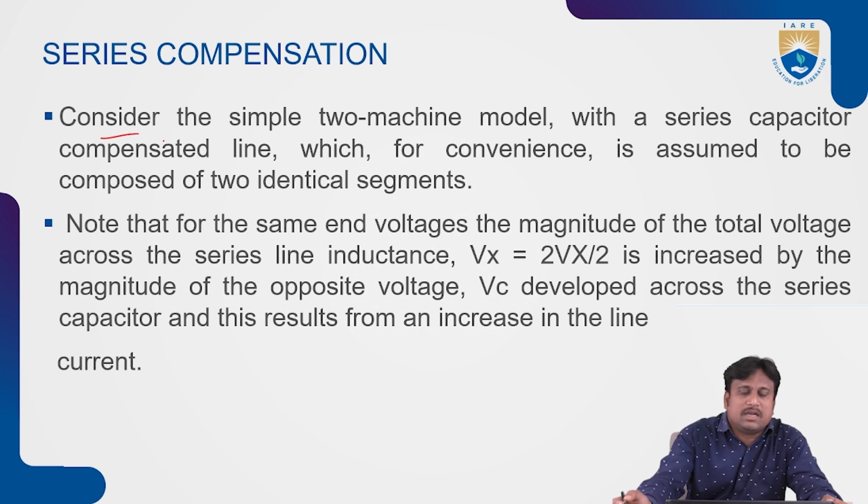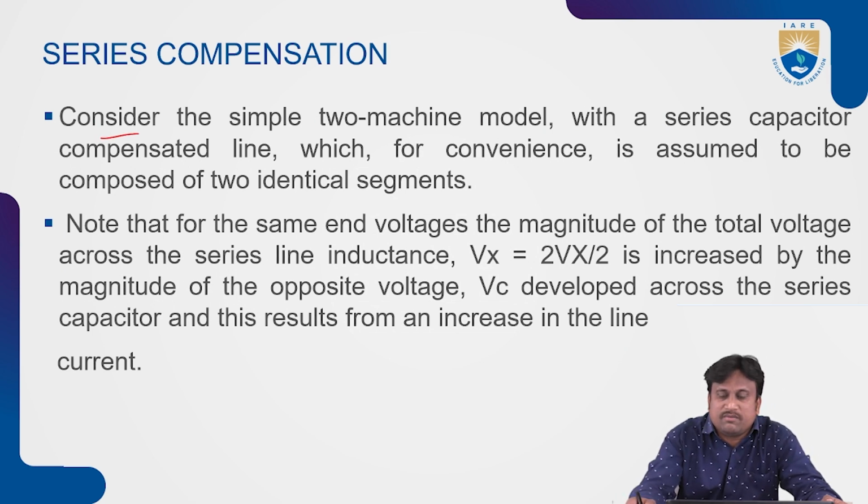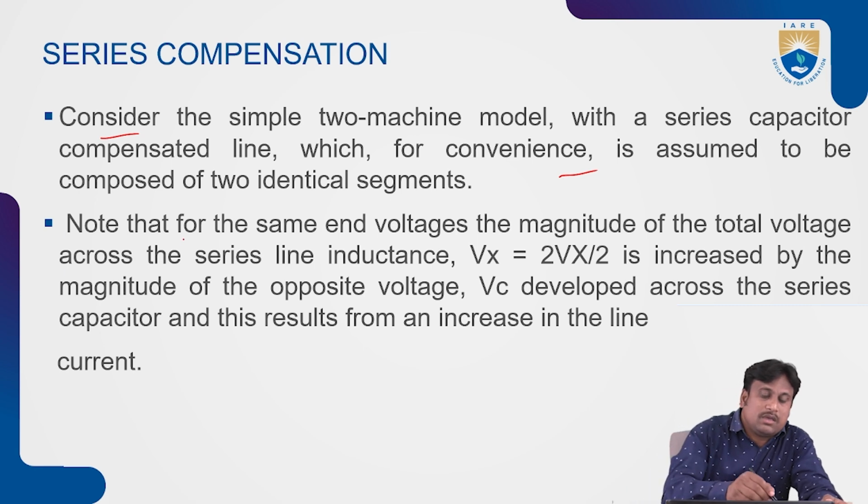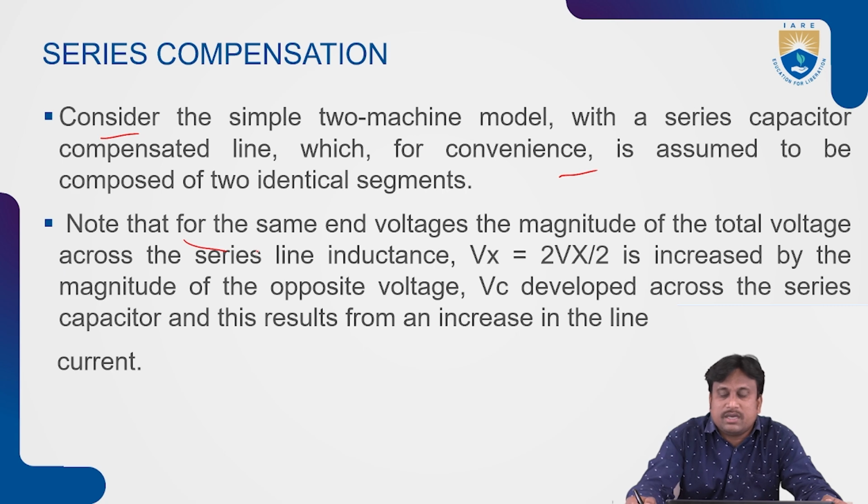Let us consider a simple two machine model with a series capacitor compensated line. For convenience, it is assumed to be composed of two identical segments. So what does that mean? Here we should note that for the same end voltage, the magnitude of the total voltage across the series line inductance, Vx equals 2Vx by 2, is hiked by the magnitude of the opposite voltage, that is the capacitor voltage, developed across the series capacitor, which results from the increase in the line current.